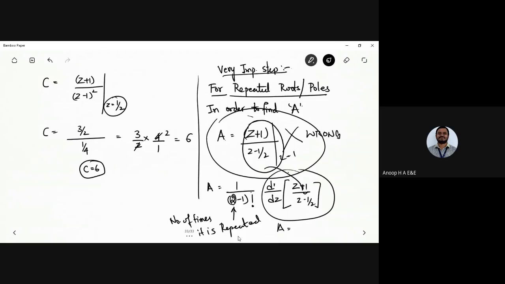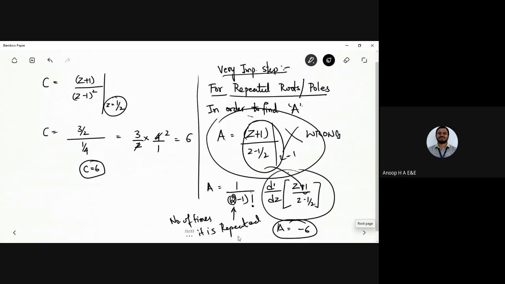1 factorial is 1, you know that, and the value of A is found to be, yes, it is minus 6. Okay, so the value of A is found to be minus 6. Let me show how I did it.